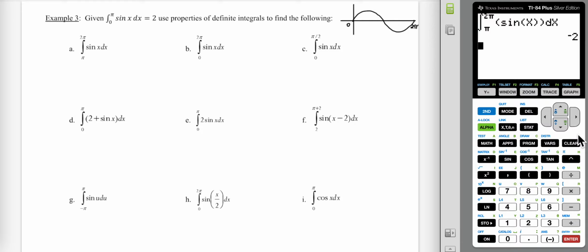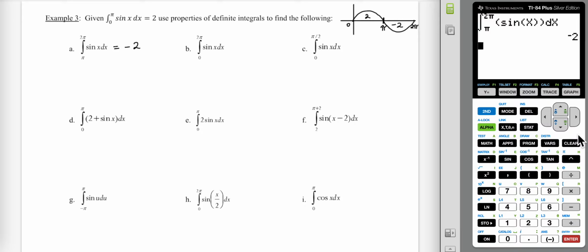But what they're telling us is that if we only go to pi, then we're looking at just that top arch, this piece here, would have an area equal to 2, all right, which implies that the corresponding area below the axis would be equal to -2. All right, so that's actually our answer to the first part, part A, -2.